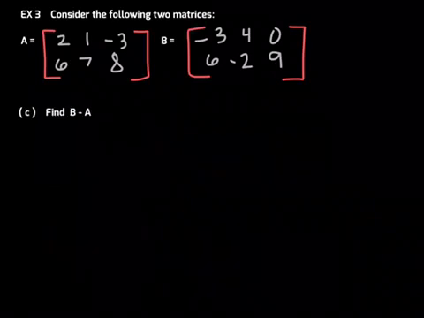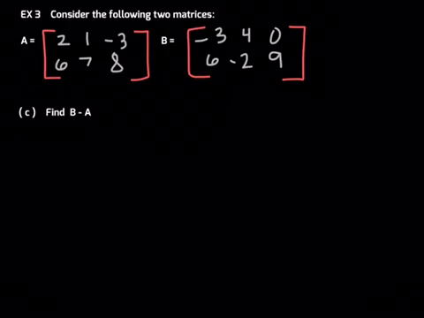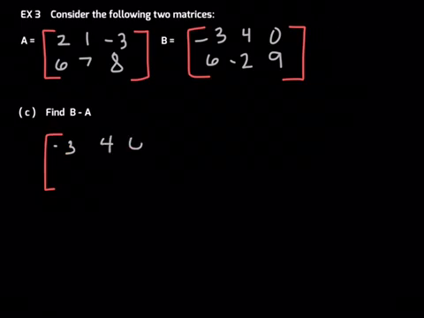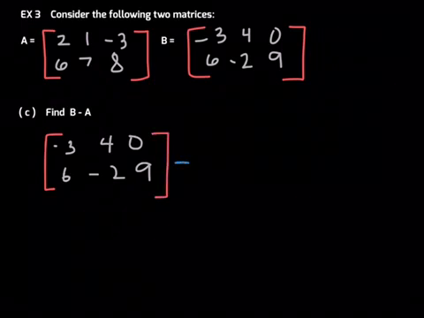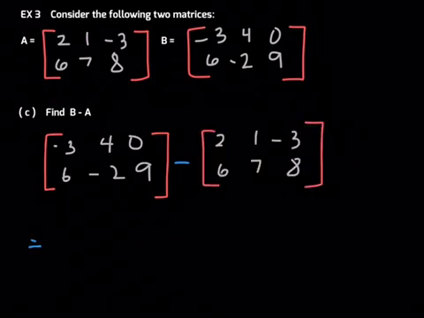The last thing they want you to find is B minus A. It's very similar to what we've already done. Actually, we did A minus B, right? This is B minus A. So let's make sure we get the order correct here. So it's B first. So then it's going to be -3, 4, 0, 6, -2, 9. That's the first matrix we're starting with, right? This is matrix B. And then we're going to subtract matrix A. All right, cool. So we have matrix B minus matrix A.